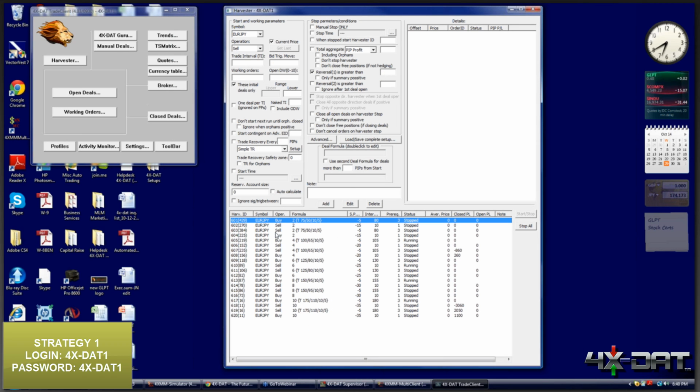Going back to the harvester window, we have several algorithms that open a euro-yen trade. Several algorithms buy euro-yen, and several algorithms will be selling euro-yen. Now again, as I mentioned earlier, there are no trade recoveries with this particular strategy.